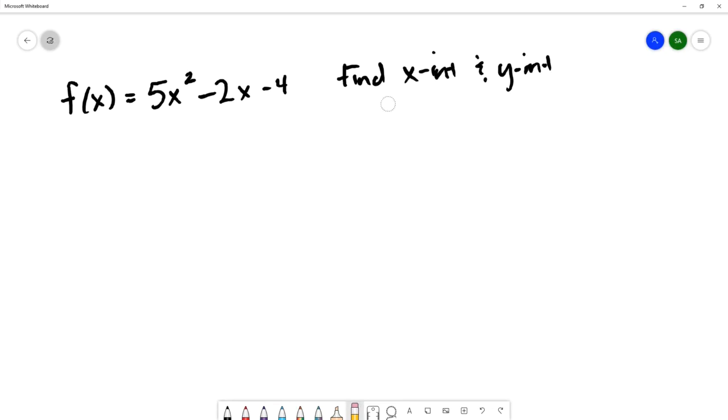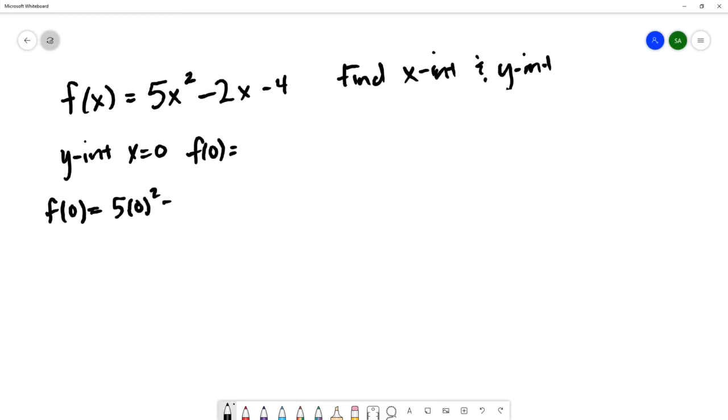On this question, we want to find the x-intercepts and the y-intercepts of the function f of x equals 5x squared minus 2x minus 4. So let's start by finding the y-intercept. You can find a y-intercept by letting x equal 0, and that's substituting a 0 into the function. So f of 0 is 5 times 0 squared minus 2 times 0 minus 4, and that's negative 4. So this function has a y-intercept at negative 4.